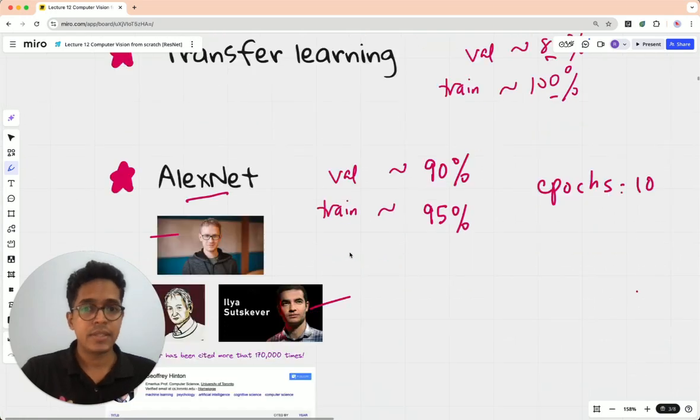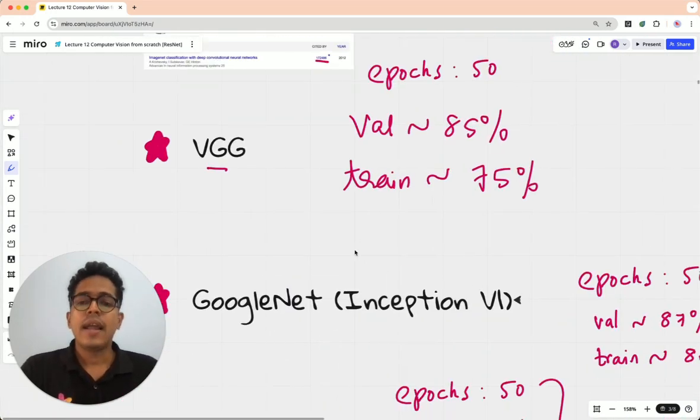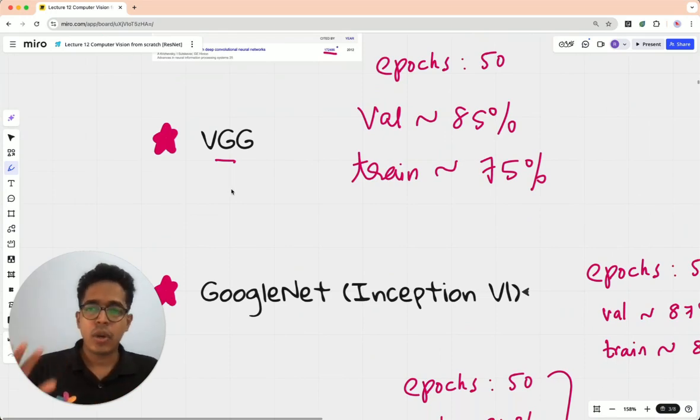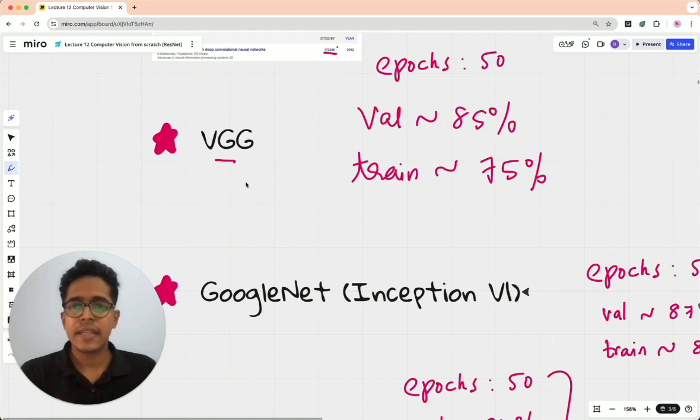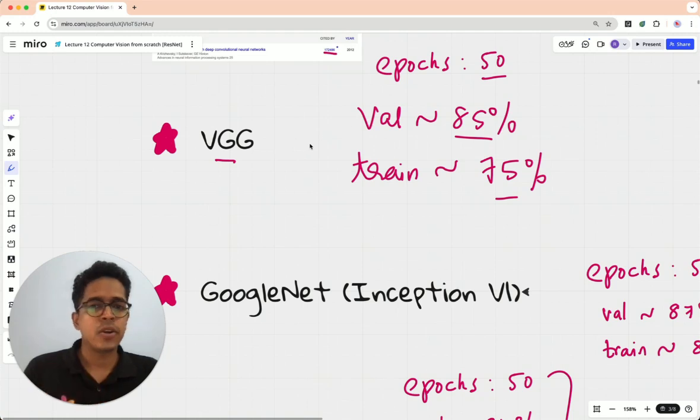And then we switched to VGG, and VGG had more parameters. It had exactly 138 million parameters. AlexNet had around 60 million parameters. So VGG was significantly bigger. And even though we ran for 50 epochs using VGG, we got only 75% training accuracy and surprisingly 85% validation accuracy, higher validation accuracy than training, which was kind of interesting because it showed that we were under training. But we did not want to run for more epochs because this itself was taking around 4 to 5 hours.